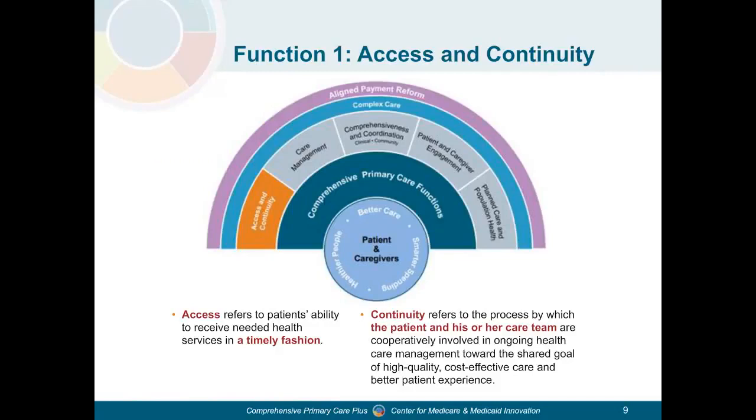As we shared up front, for today's discussion, we'll be focused on Function 1, access and continuity. Access refers to the timely use of needed health services. Continuity refers to the process by which patients and their care team are cooperatively involved in ongoing healthcare management towards a shared goal of high-quality, cost-effective care and better patient experience. Access and continuity are best characterized by the mutual trust and communication between patients, their caregivers, and the care team. This function really is the foundation of effective primary care.